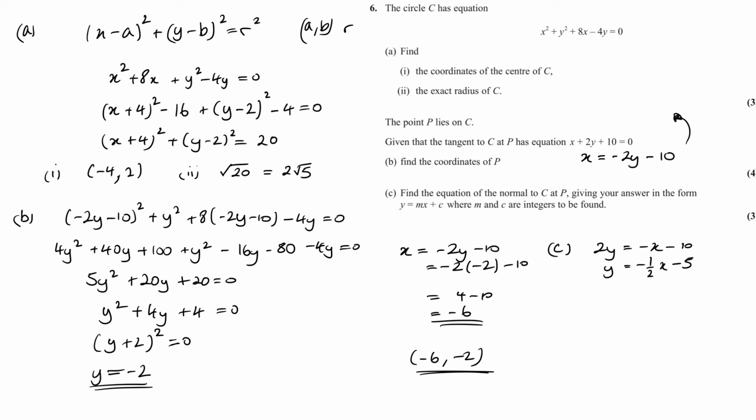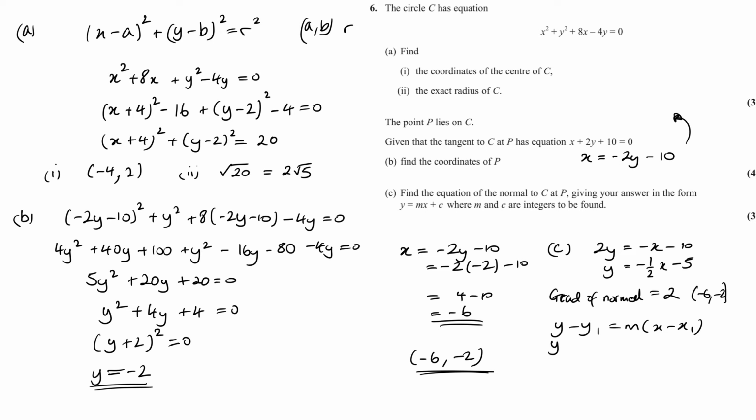So gradient of normal will be 2. Yeah, flip and change the sign. So we've got the gradient of the normal. We know the point at P is -6, -2. So it should be quite straightforward from here.